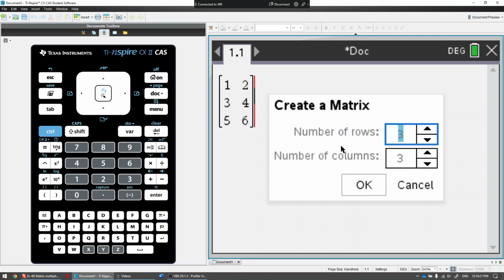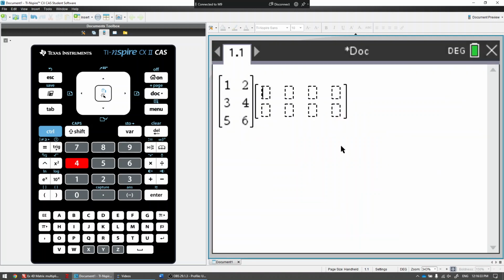Okay, look at matrix B on your sheet. This time the shape's different. Now there are 2 rows and 4 columns. All right, go ahead and type in your numbers.